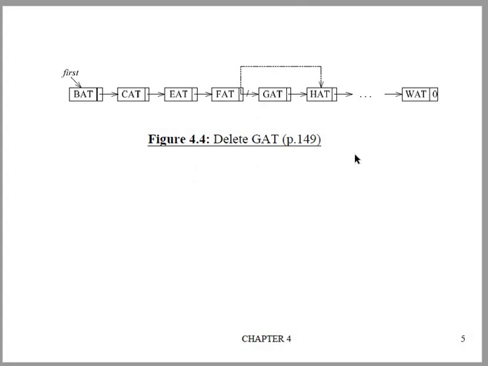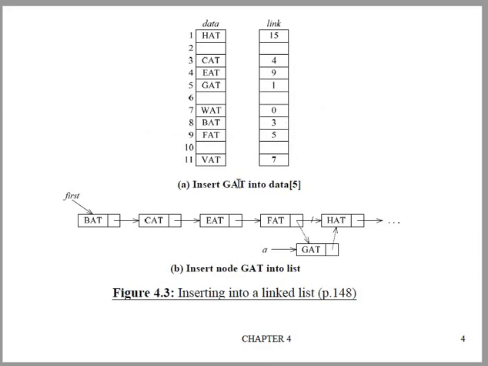So if you want to remove the node gat, now fat is pointing to gat, and gat is pointing to hat. So let's see their links here. Where is this gat? It is in the fifth location, and gat's next link is in location 1. Gat holds the index of hat, that is 1.